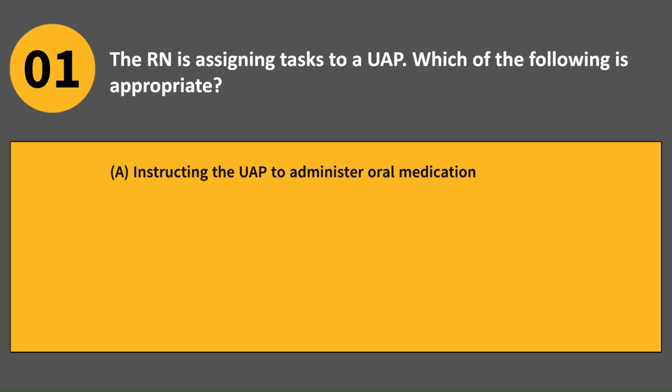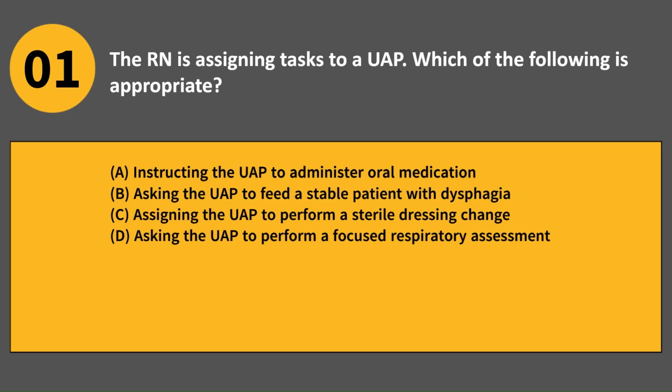The RN is assigning tasks to a UAP. Which of the following is appropriate? A. Instructing the UAP to administer oral medication. B. Asking the UAP to feed a stable patient with dysphagia. C. Assigning the UAP to perform a sterile dressing change. D. Asking the UAP to perform a focused respiratory assessment.